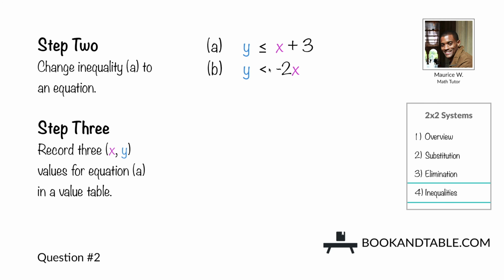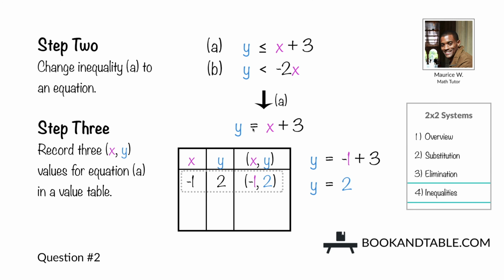Step 2, change inequality A to an equation. So we change less than or equal to an equal sign. And now we want to plug in negative 1, 0, and positive 1 for x, and then write down the corresponding y values. So when x is negative 1, we get y is equal to negative 1 plus 3, which is positive 2. So that's the first point in this value table. X is negative 1, y is 2.